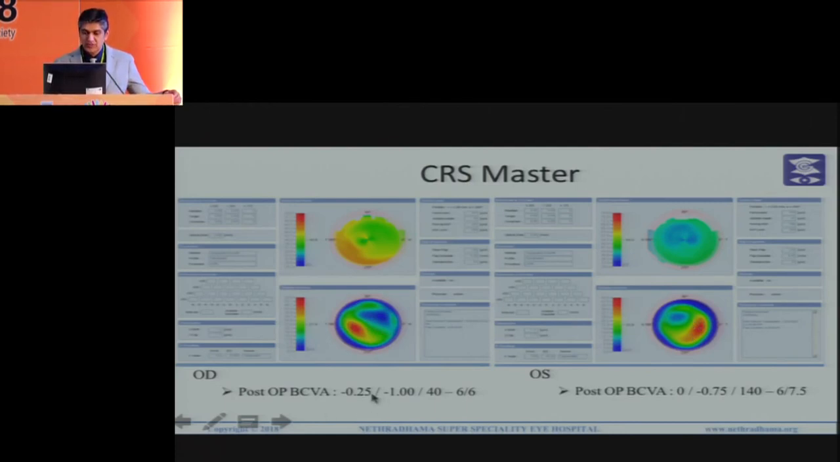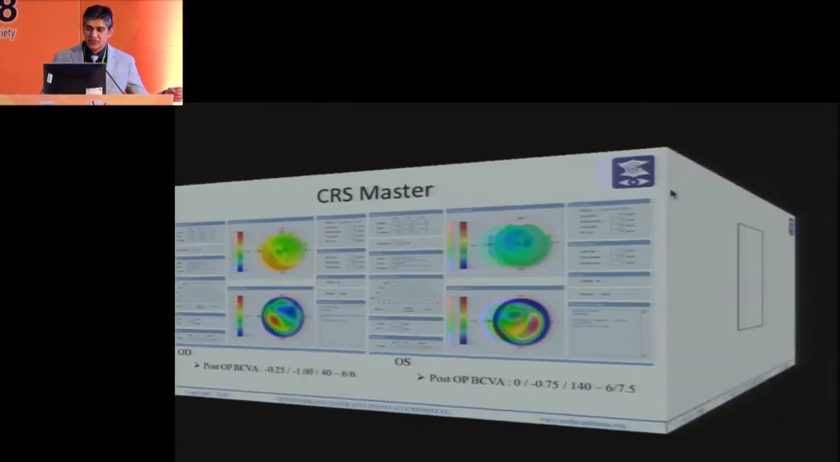And post-op, this patient had a residual refractive error of minus 0.25 with minus 1, improving to 6/6 in the right eye. Left eye, he had a small cylinder, improving to 6/7.5. And the maximum allowed for a topo smooth is 50 microns. And it is not a good idea to combine the refractive correction along with the topo smooth, because you just want to improve the best corrected vision and the quality of vision and night vision.